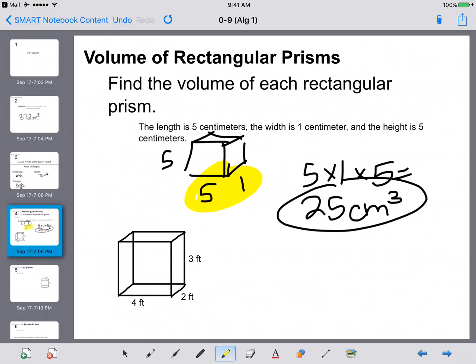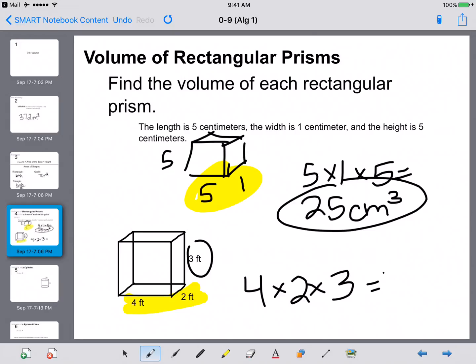Here again, the area of our base, 4 times 2 times the height, which is 3. 4 times 2 is 12, times 3 is 36 feet cubed.